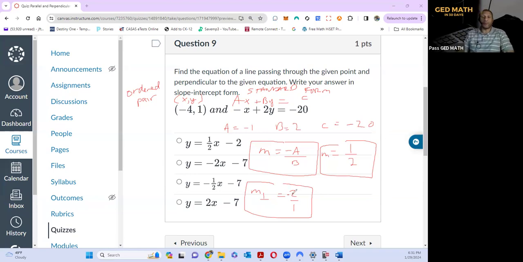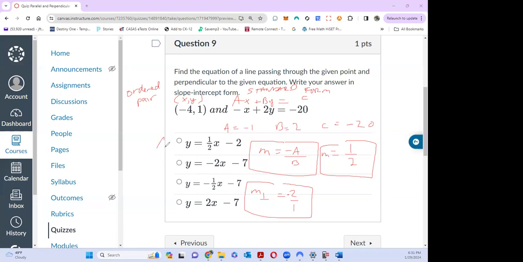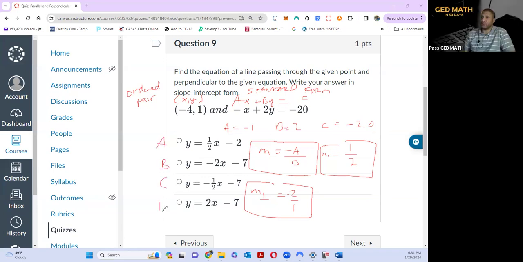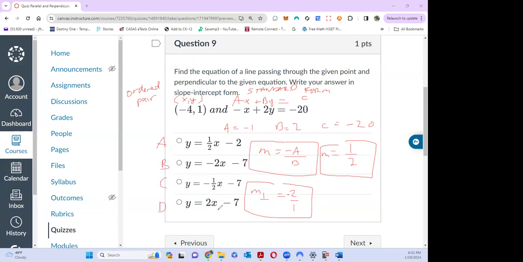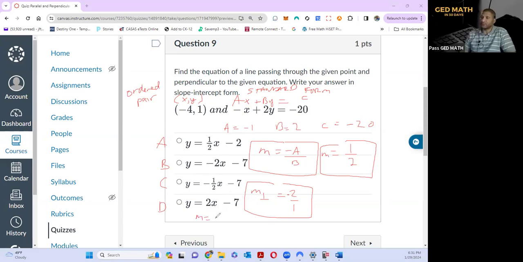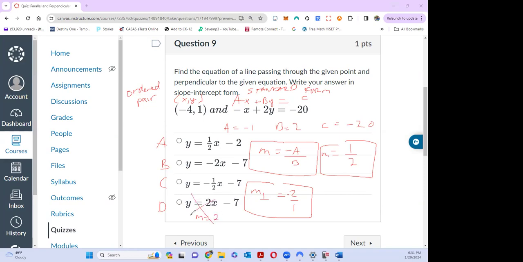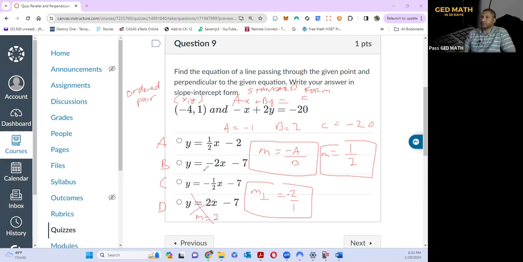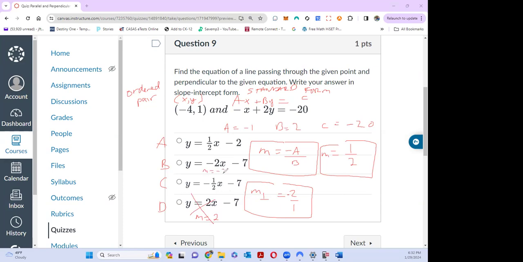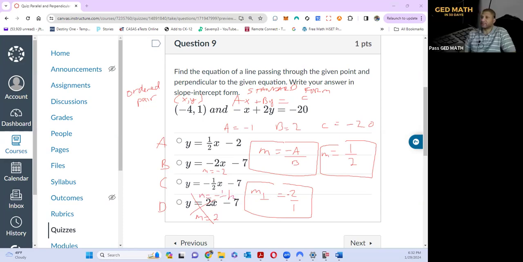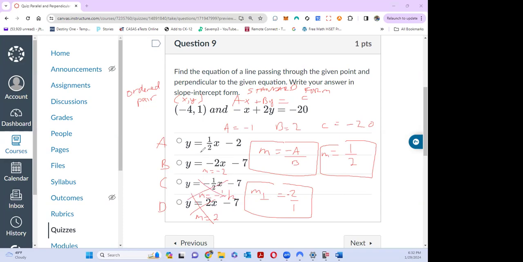So now the slope of the perpendicular is -2. Which ones can I get rid of? D, because the slope of D is what? 2. So it can't be D. What's the slope of B? -2. What's the slope of C? -1/2. Can we get rid of C? Yes. What's the slope of A?